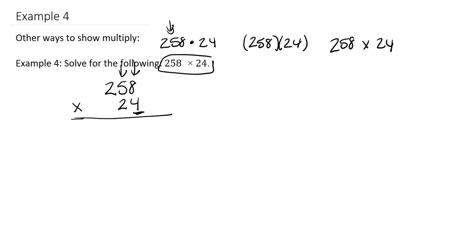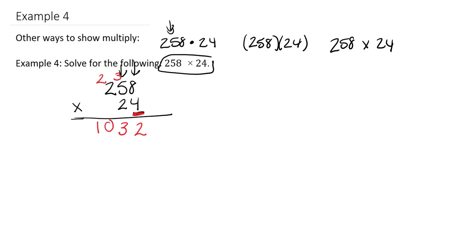So we start with this 4. Let's just do it like this. So 4 times 8 is 32. So we put a 2 below, carry the 3. 4 times 5 is 20, plus 3 is 23. So we put the 3 below, carry the 2. 4 times 2 is 8, plus 2 is 10. So because we don't have another number, we're just going to put that 1 right there, and then the 0.